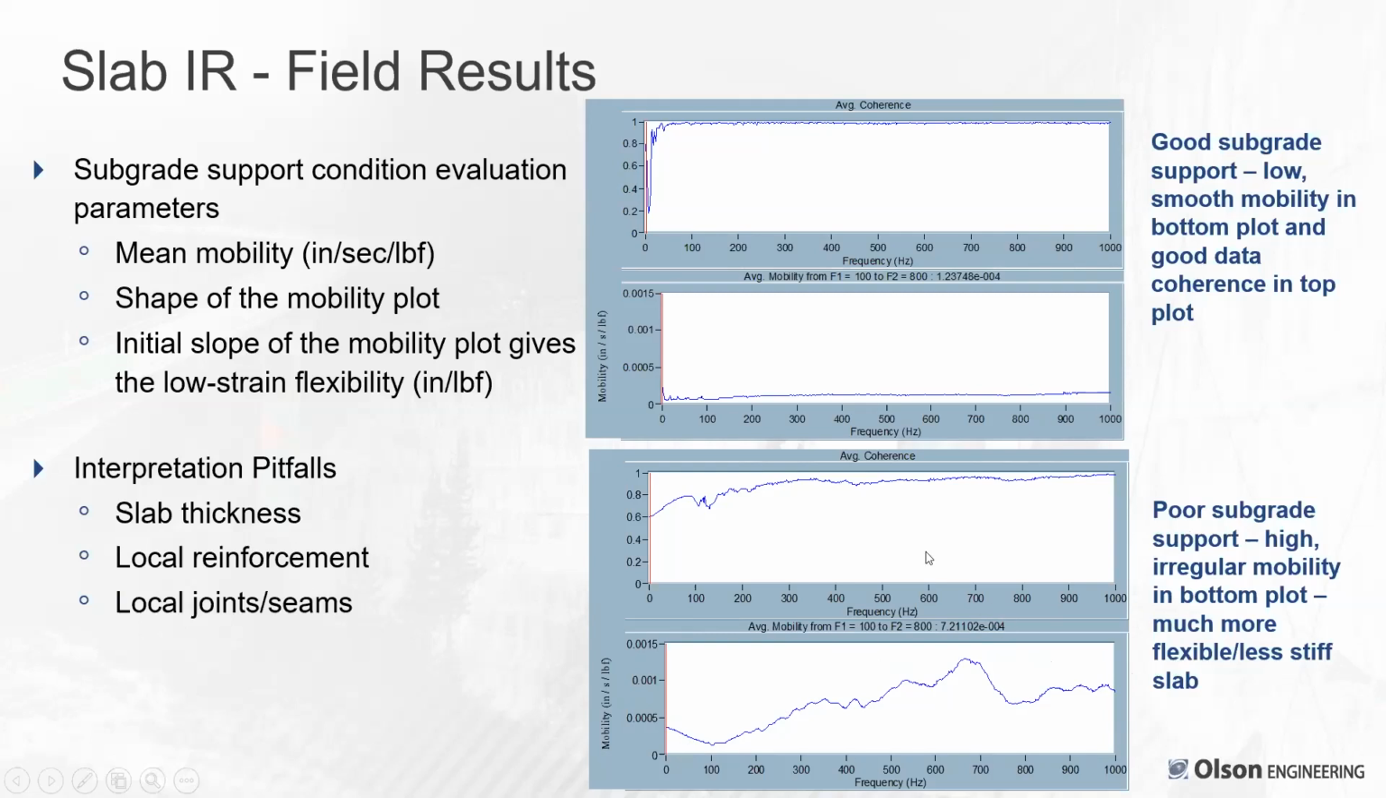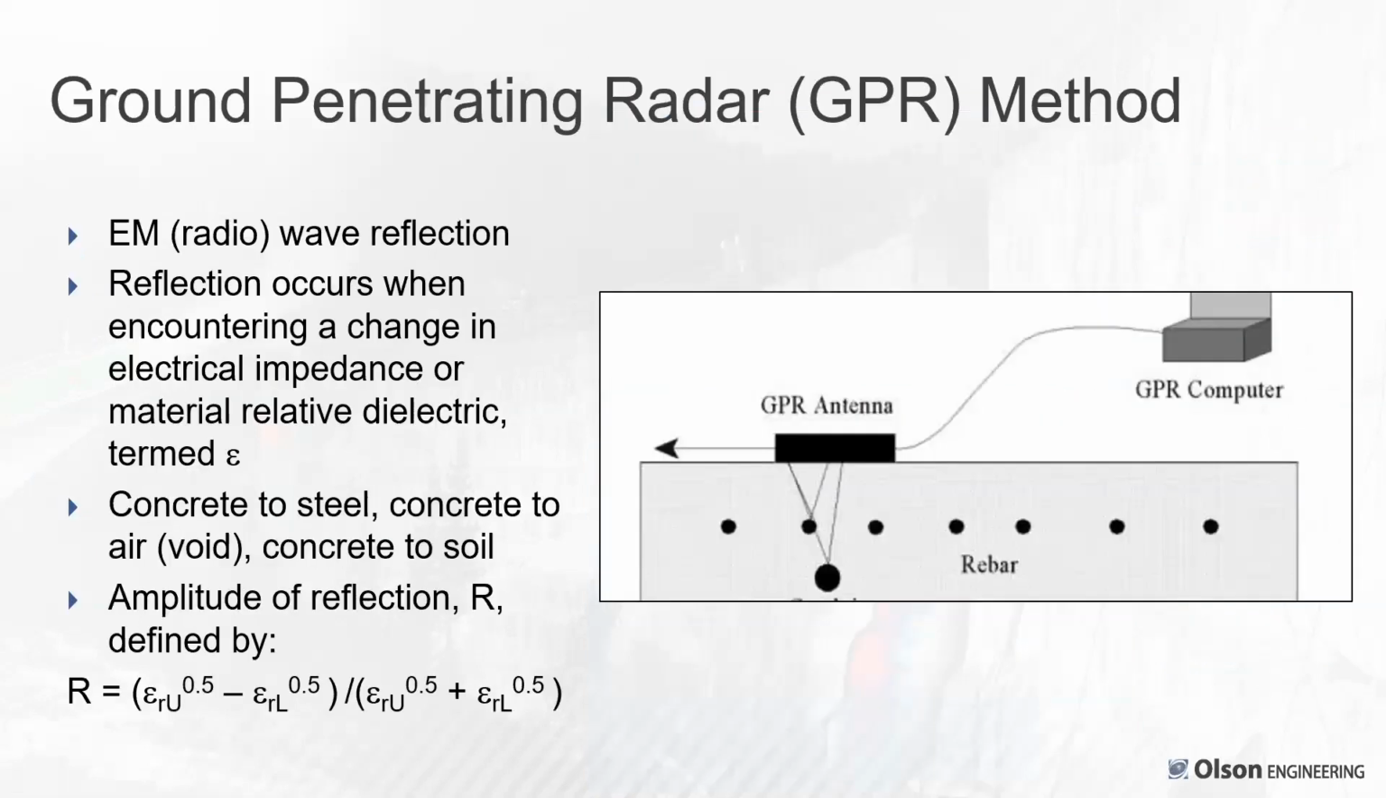Very flat. And the coherence was a little more ragged as well. But what was critical is the fact it was so much more mobile and much more flexible, less stiff than the good support area for a similar thickness. So then we also did ground penetrating radar on the project.